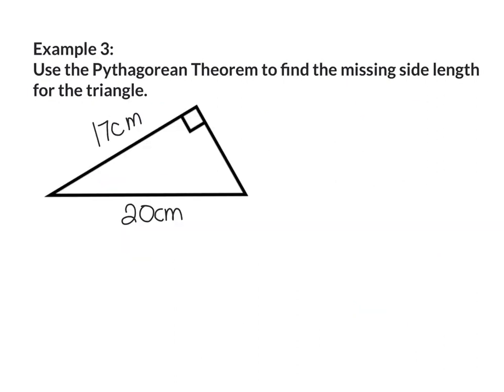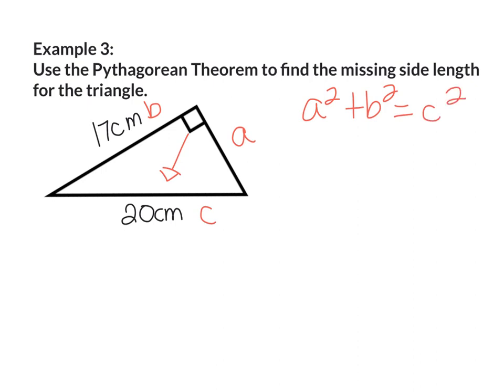Example 3. Use the Pythagorean theorem to find the missing side length for the triangle. So first I'm going to start off by labeling my triangle. Across from the right angle is the hypotenuse, and that's letter C. The other two sides are my legs. I notice that the missing side is the shorter leg, so that's side A. 17 centimeters is side B. So now I'm going to go ahead and write down my formula for the Pythagorean theorem, which is a squared plus b squared equals c squared.